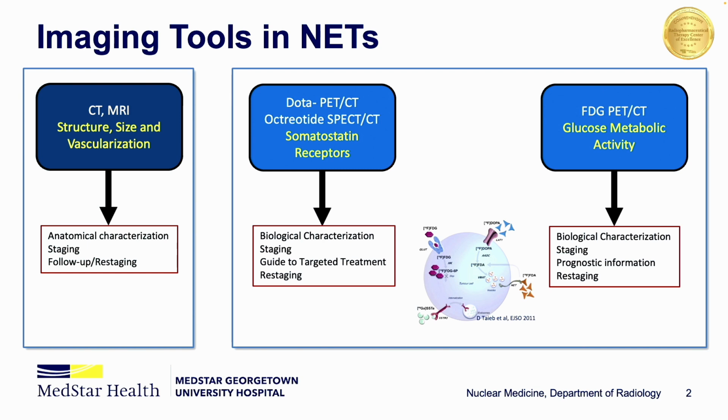So our tools of imaging in the evaluation of neuroendocrine tumors are, we kind of refer to CT and MRI a little bit as structural imaging, anatomic imaging. This is not completely true because there's always a functional or biological characterization of tumors. But you can see on the left side, CT and MRI evaluate the structure, characterize the anatomy, stage the disease, and also are used for the follow-up.